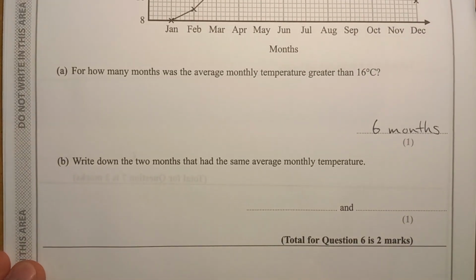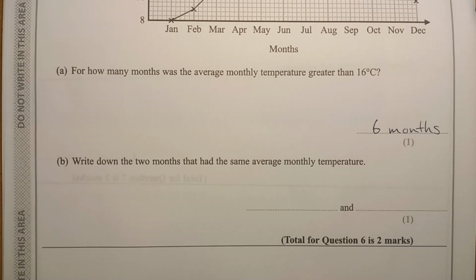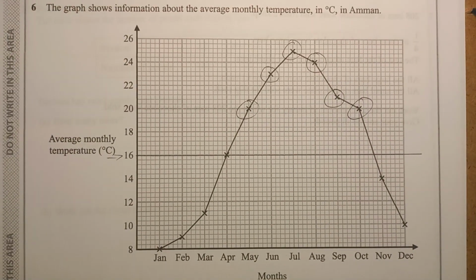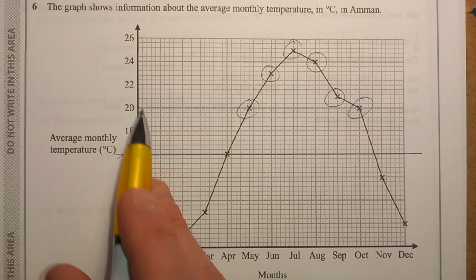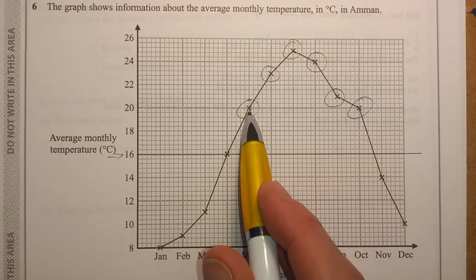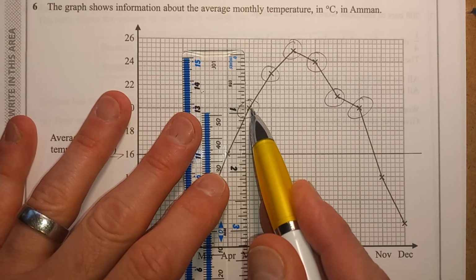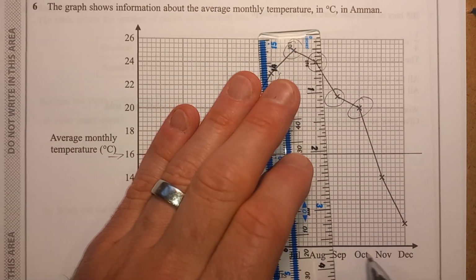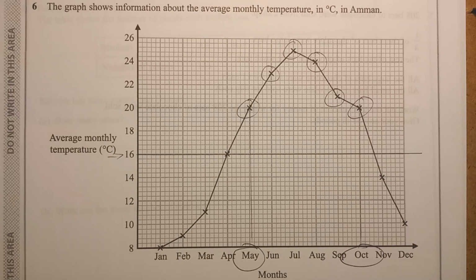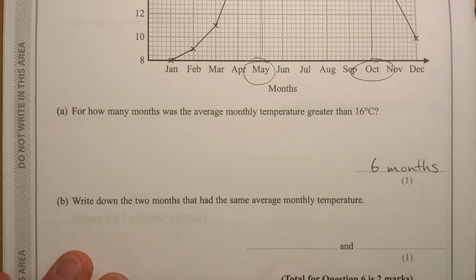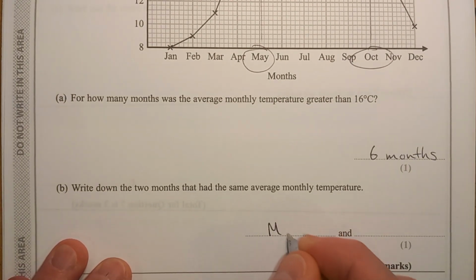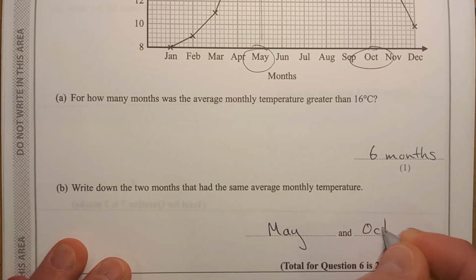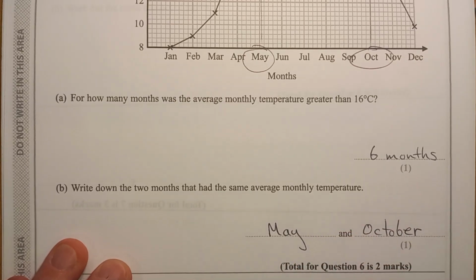And part B. Write down the 2 months that had the same average monthly temperature. Okay, so we go back to the graph. 2 values that are the same. Well, these 2 are standing out. So it's May and what's this one down here? October. It doesn't ask what the temperature was, it just says which of the 2 months.